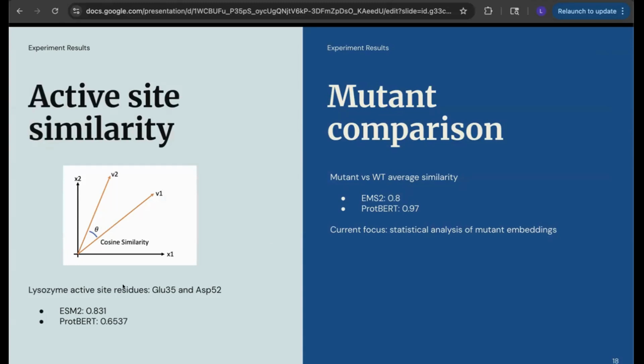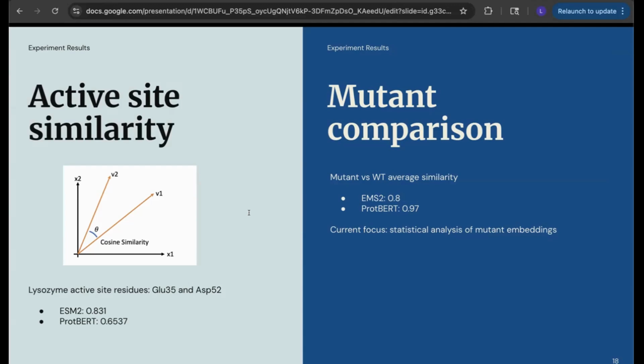I found that the results demonstrated that ESM2 much better captured the active site residues, with a higher average cosine similarity score of 0.831. The similarity of the residues in the other model, ProtBERT, was lower, but still shows some ability to detect their similar function, because the value was 0.6537. So it wasn't low, but it definitely wasn't as high as ESM2.